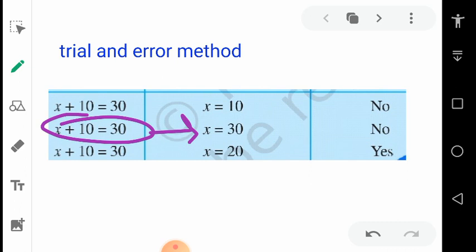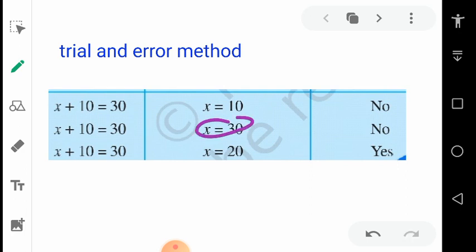Again, see in the circle which I have drawn, take x equal to 30. Just see this diagram in this way: x equal to 30 is substituted here. Now 30 plus 10 becomes 40 and it is given that it equals 30. So again the answer is wrong, hence we didn't get the answer. Now try for some other values.